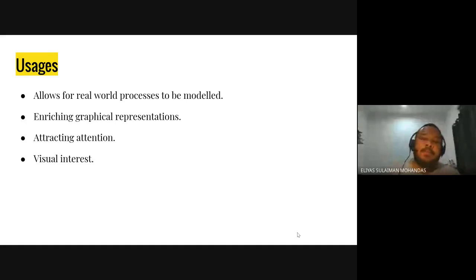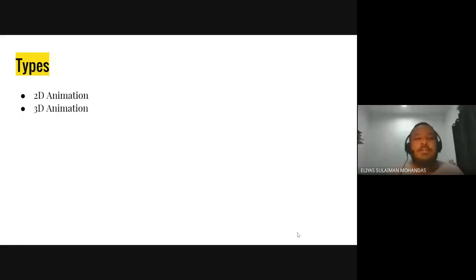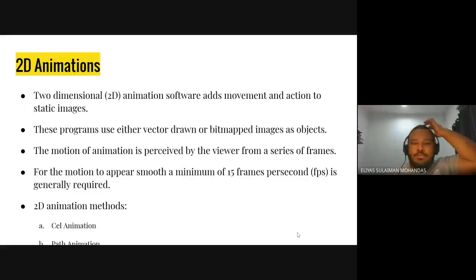Okay, as I mentioned to you just now, attracting attention and visual interest. So there are two types, 2D animation and 3D animation. Okay, so 2D animation, two-dimensional animation software adds movement and action to static images. These programs use either vector drawn or bitmap images as objects. The motion of animation is perceived by the viewer from a series of frames, okay? And for the motion to appear smooth, a minimum of 15 frames per second is generally required. So 2D animation methods like cell animation, path animation.